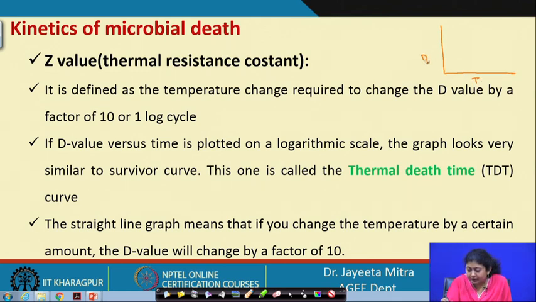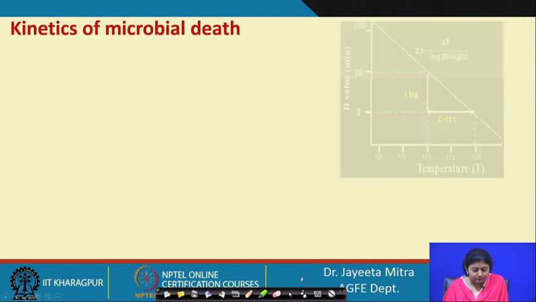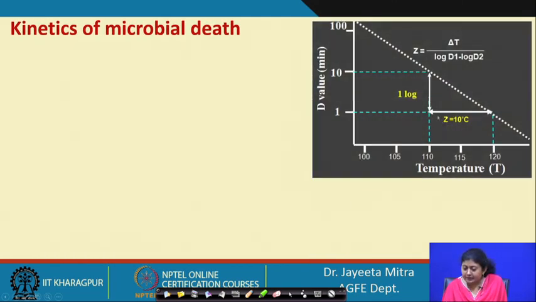So, it is like if we plot temperature here and D value in a log scale here, we will get this kind of a plot, from where at a particular temperature we can calculate the log D, and at another temperature, and we can get the value of Z, that is the increase in temperature needed to cause 1 log cycle destruction in the microbial count. So, here it is, this is the Z value as I plotted there, the change in temperature needed in degree Celsius to cause 1 log cycle reduction.